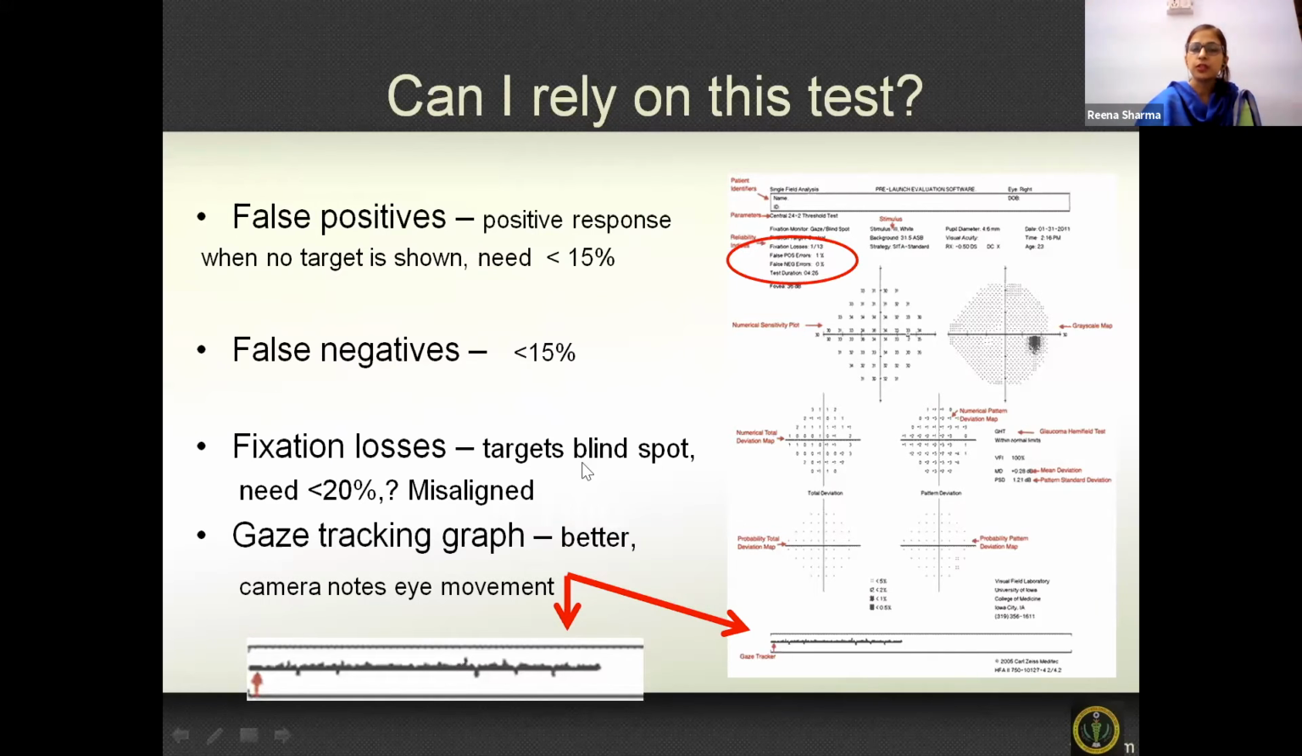Then the fixation losses, usually measured by targeting the blind spot, that is the Heijl-Krakau method. They should also be less than 20%. But again, the bottom part of the printout is considered better than the fixation losses, wherein the camera notes the eye movement. An upward blip indicates an ocular movement, while the downward blips indicate a blink of the eye. So a large number of ocular movements indicate that the field may be less reliable.